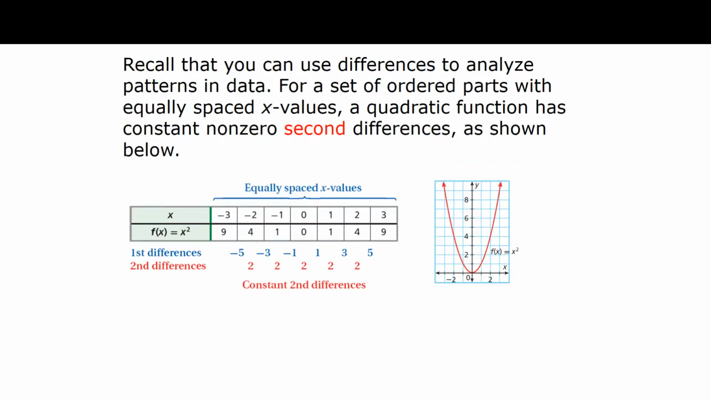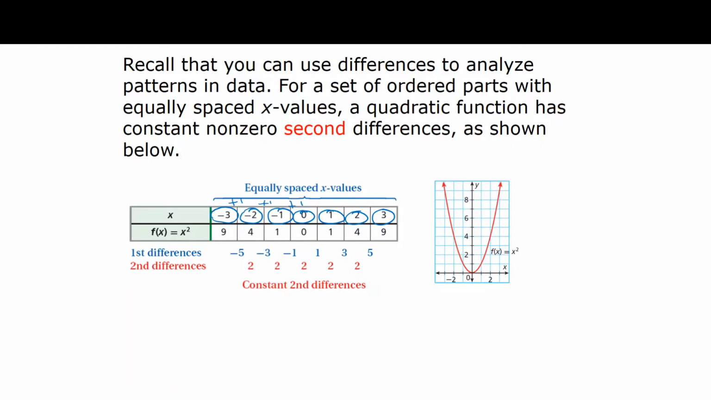Recall that you can use differences to analyze patterns in data. For a set of ordered pairs with equally spaced x values, a quadratic function has constant non-zero second differences, as shown below. So let's take a look at what we have here. In our x's, notice that we are going from -3 to -2 to -1, 0, 1, 2, 3. So each time we're equally adding +1, all the way through.